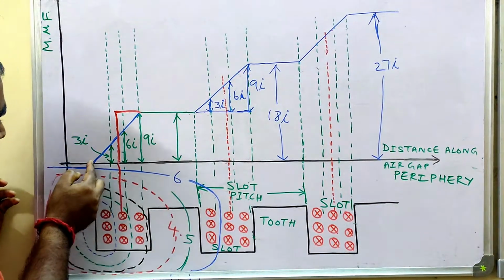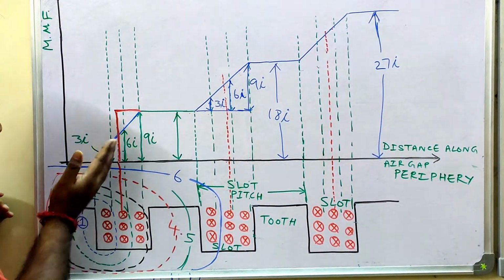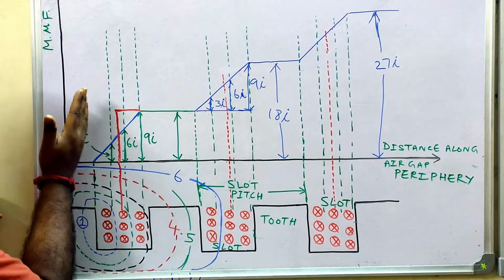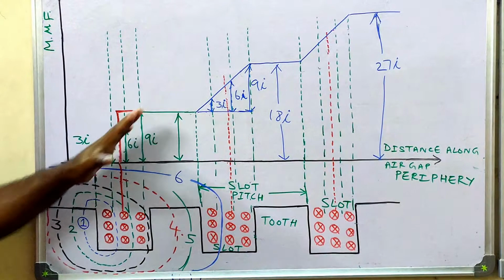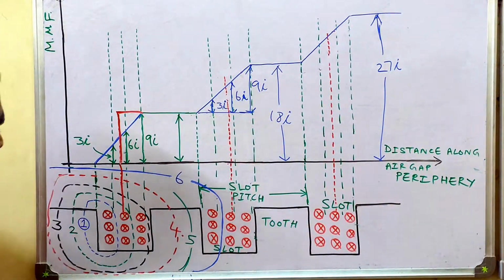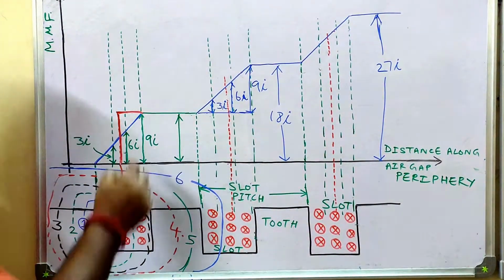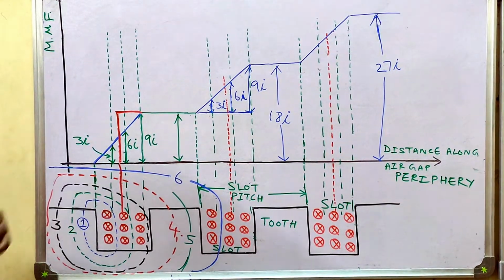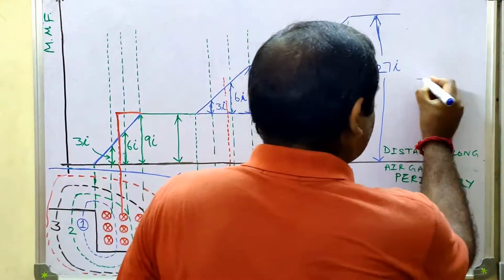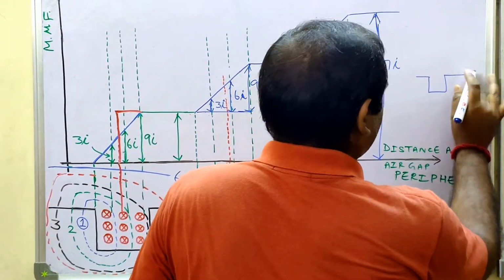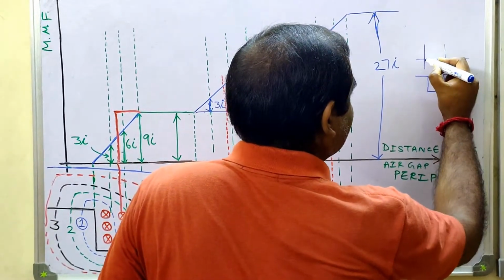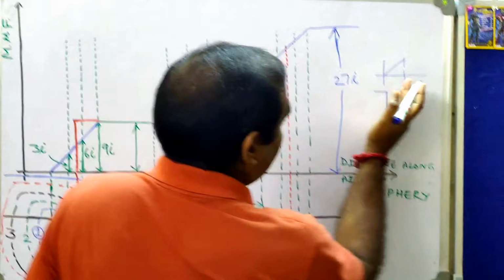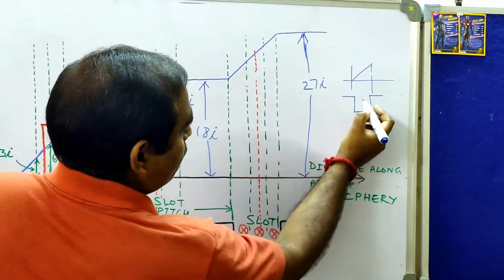So in that case, this linearly rising curve will become steeper. And that's why we approximate this linear rise of MMF over the slot portion by a step jump at the middle of the slot. Why? What is the logic? The logic is that in actual practice, the slot pitch is very small. So if the slot pitch is very small, what do you find? That the MMF rise will become steeper and steeper over the slot portion.